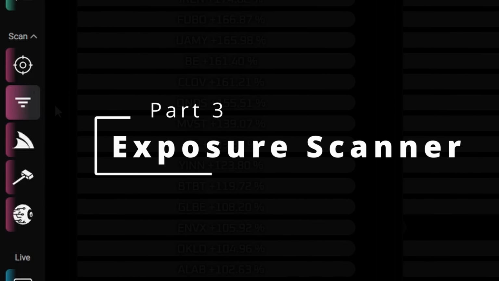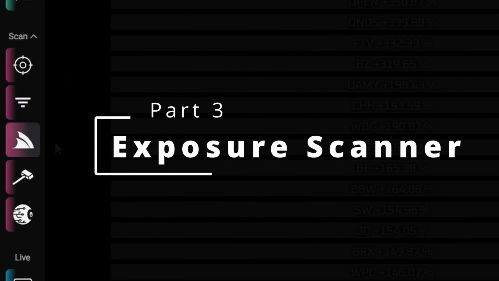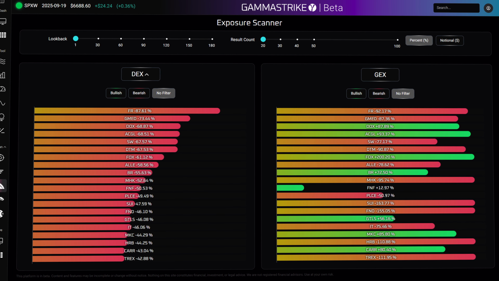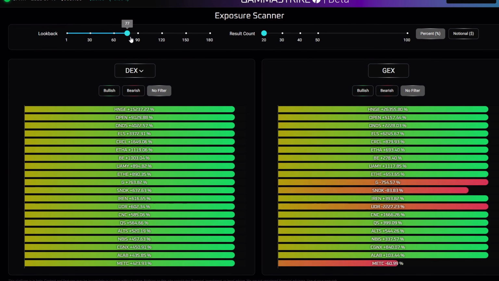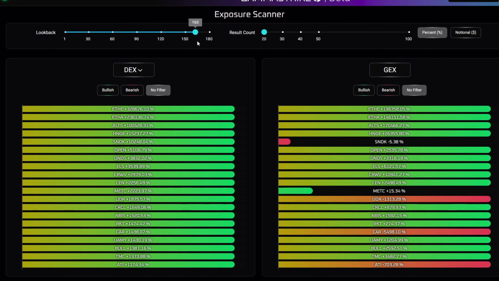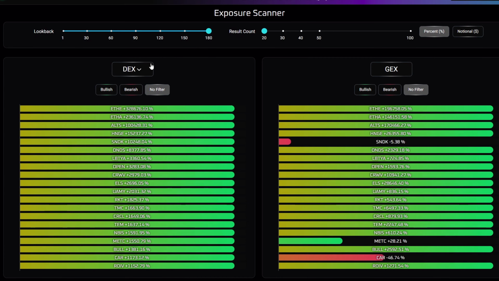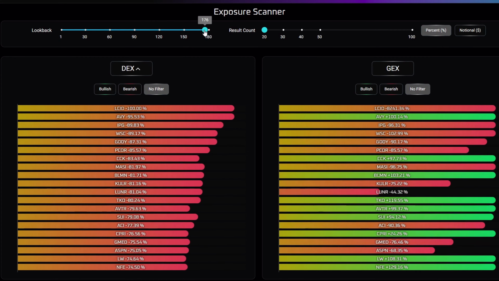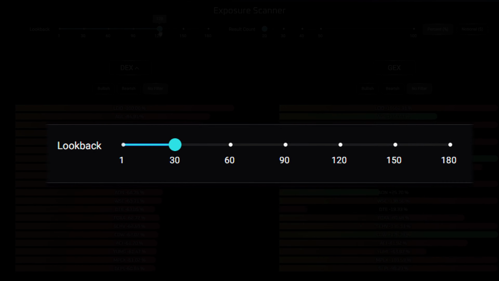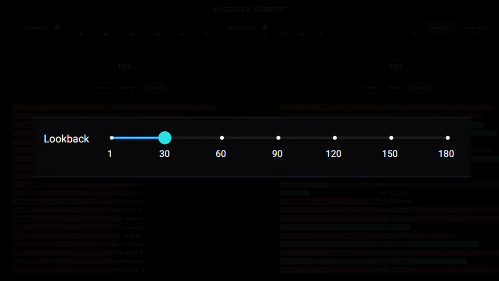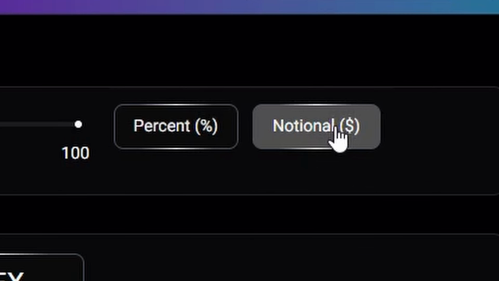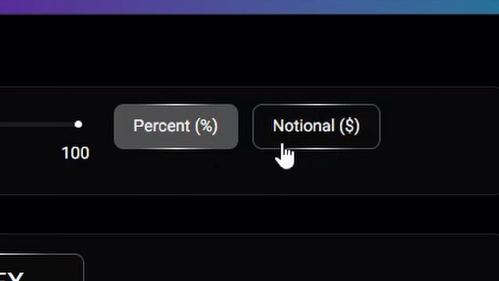Our third scanner, the exposure scanner, looks at the total delta and gamma exposure of each options chain. It compares against exposure up to the prior 180 days to find stocks that have seen large percentage or notional changes in their delta and gamma exposure. By default, we compare the most recent delta and gamma exposure against exposures from 30 days ago. You can also flip between percentage and notional increases in exposure using the controls.